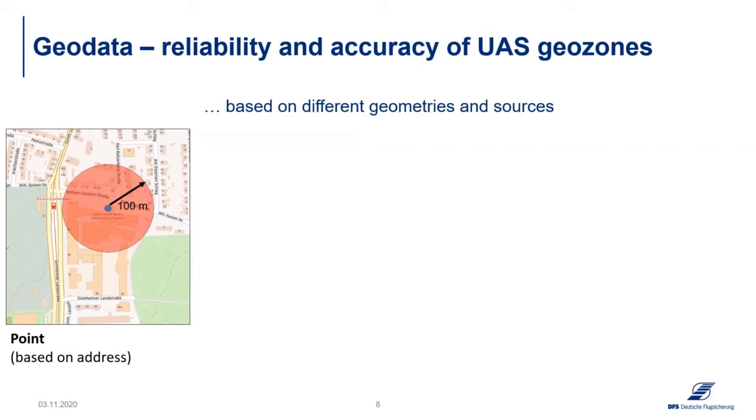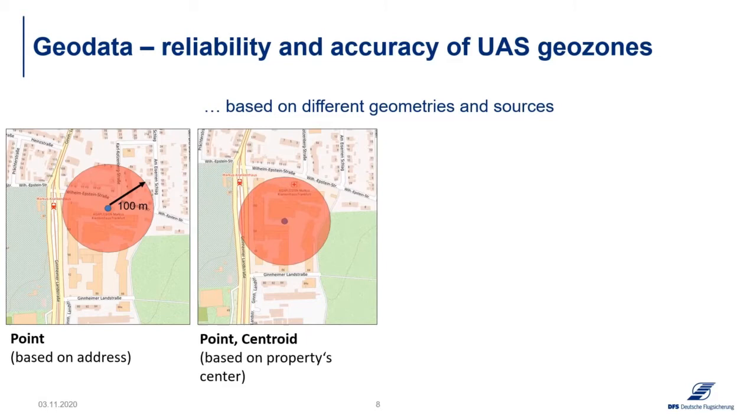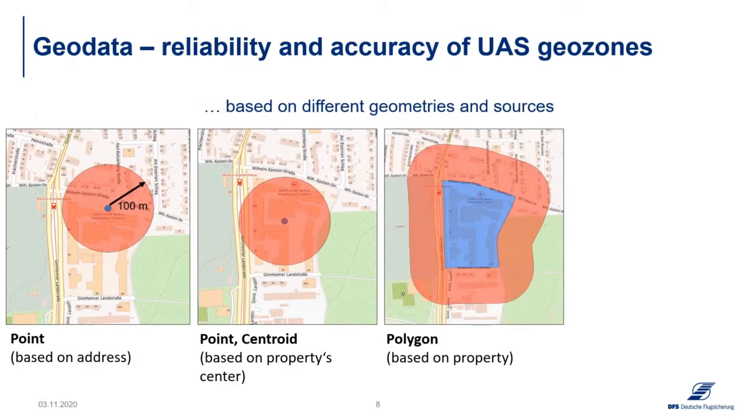If the protection zone is based on a single point geometry, it is quite simple to create, but not all buildings of the hospital are covered by the UAS geozone. As a first improvement, we could move the point to the centroid of the hospital area, but even here, not all buildings are covered. A much more precise approach is to use the area of the hospital itself, and now the 100-meter protection zone, here the red area, covers the entire hospital area.